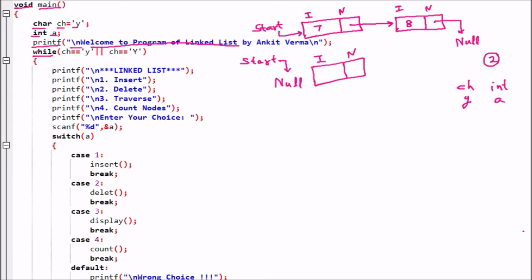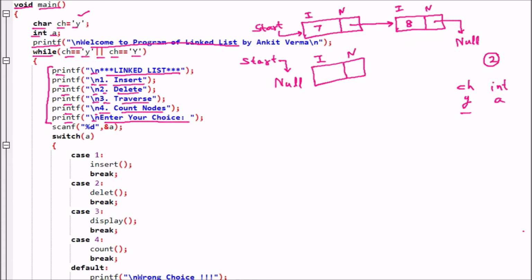Now while choice is y or choice is capital Y, we have already given the choice as y here with the help of the variable. So once the choice is yes, this process will keep on going. And what is the process? We are giving a menu to the user. With printf, on the user screen there will be the display. First thing, it is a linked list. Then press 1 for insert, \n for the new line. These are all new line characters. 2 for delete, 3 for traverse, 4 for count node. So these are the four options we are giving to the user.